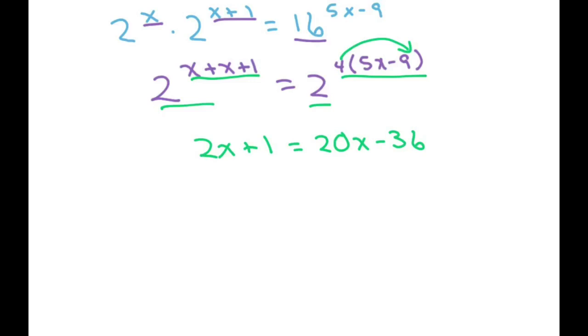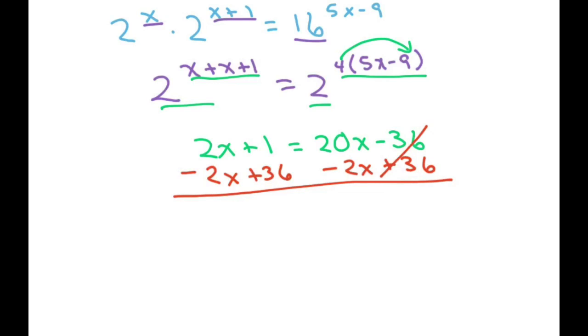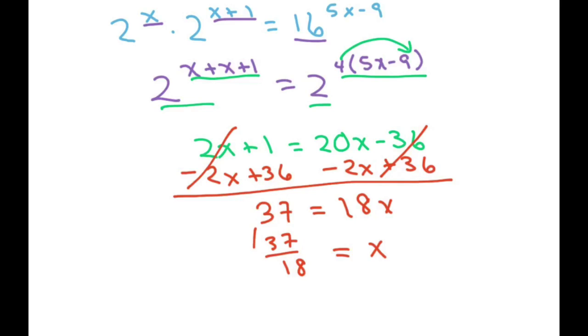Now, I want my x positive, so I'm going to subtract 2x from both sides. I'm going to add 36 to both sides. What happens here is these cancel. That's the 0 property. And this is going to be 37 equals 18x. So that's going to be x equals 37 over 18.